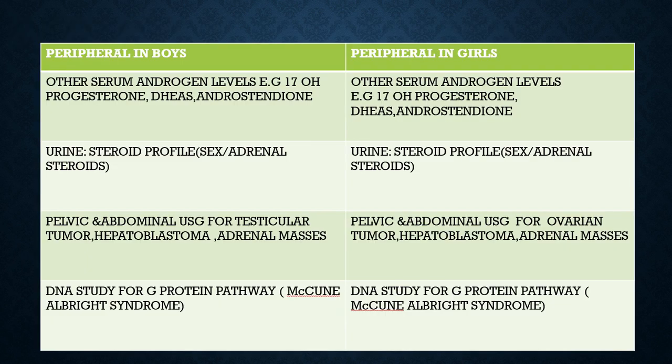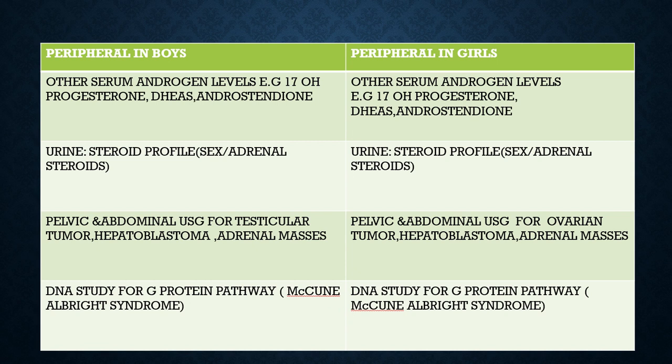For peripheral, now there are different investigations. In boys, if there is peripheral precocious puberty, then you have to do serum androgen levels, for example, 17-hydroxyprogesterone, androstenedione, and DHEAS. Similarly, in urine, you have to go for the steroid profile, the sex adrenal steroids, and then pelvic and abdominal ultrasound for any testicular tumor, hepatoblastoma, or adrenal mass. And then the DNA study for G protein pathway to find out McCune-Albright syndrome.